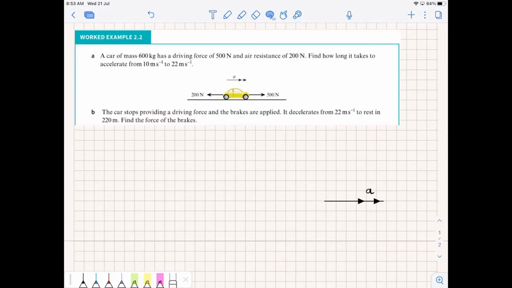Kiana, what are those numbers, 10 meters per second and 22 meters per second? What quantity is that? Displacement, velocity, or acceleration? Okay, so that 10 meters per second is initial velocity, and 22 is final velocity. You were looking at part B already, yes.